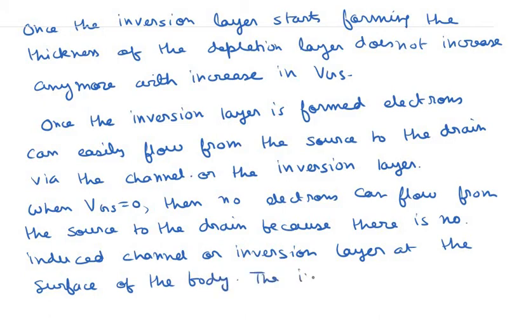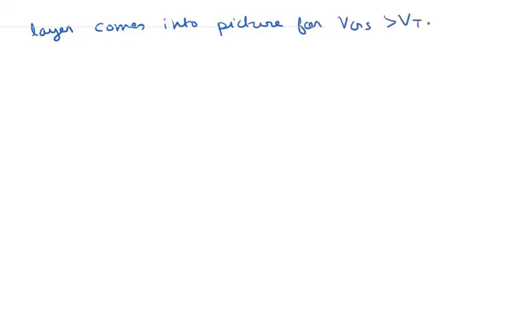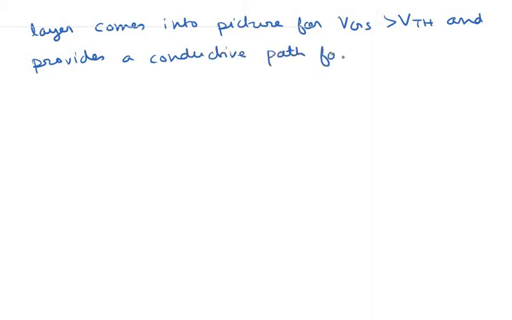The induced inversion layer comes into the picture for VGS greater than VTH and provides a conductive path for electrons to flow from source to drain.